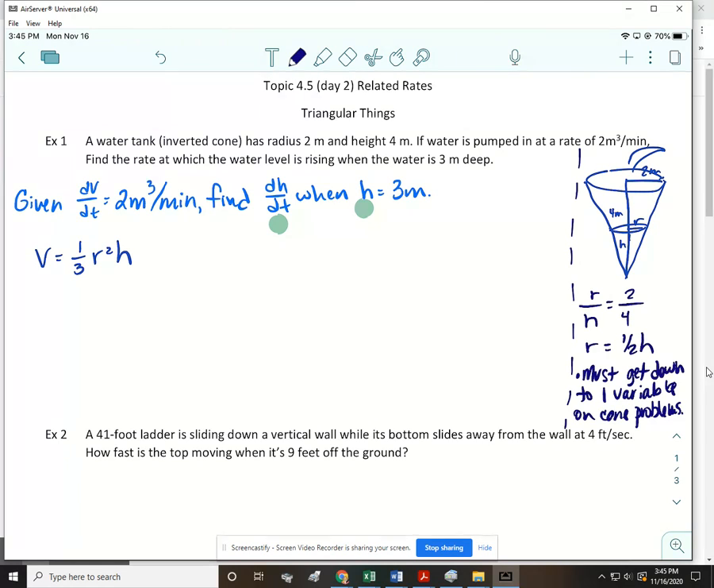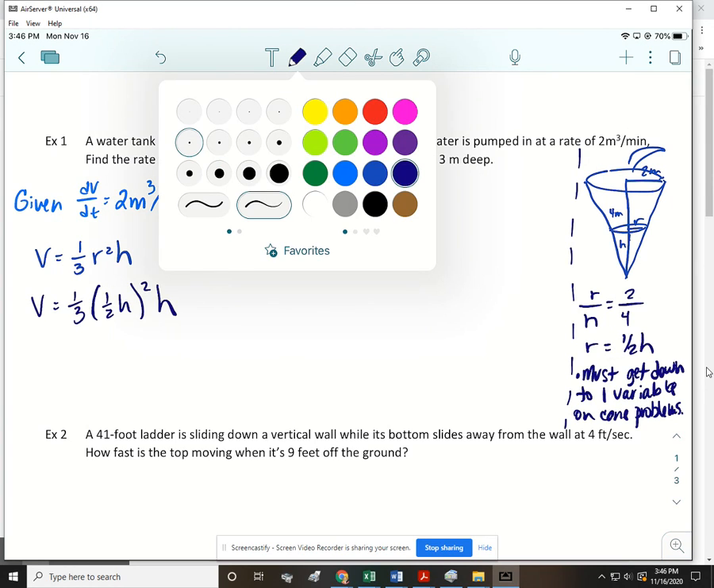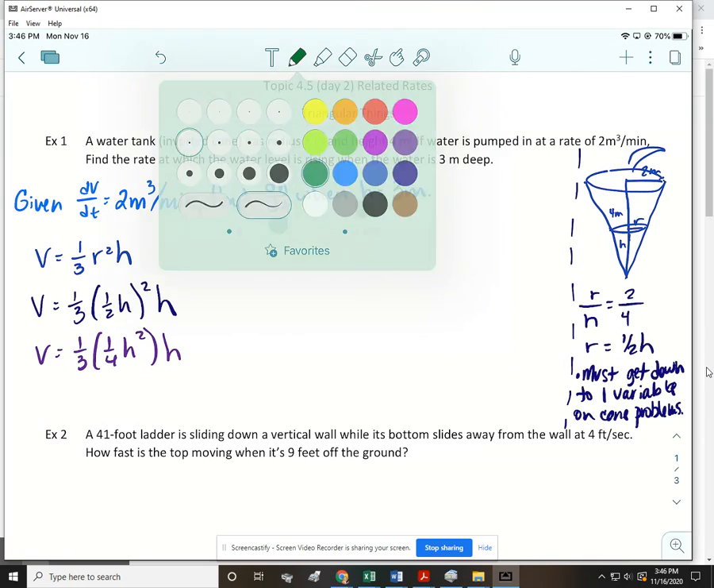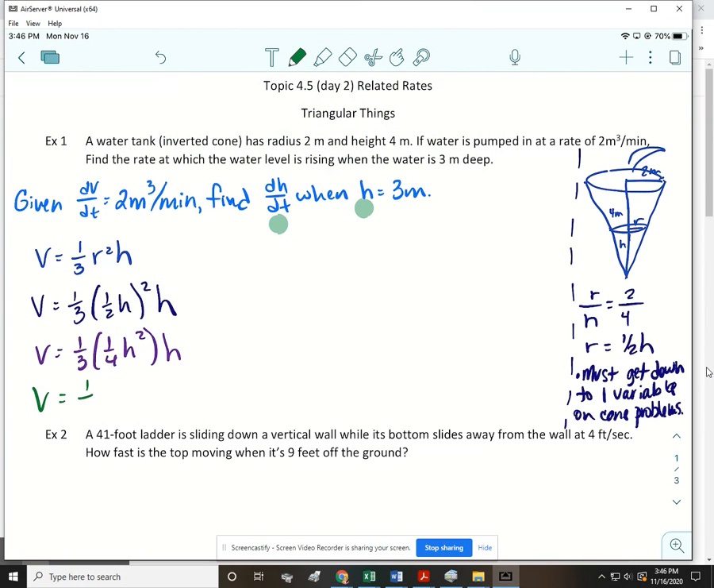But now that we know that r is equal to half of h, what we're going to do before we do the derivative is go and put 1/2 h in for r. So that means we are going to square it. When we square it, we're going to get 1/4 h squared times another h, which is going to be 1/12 h cubed.